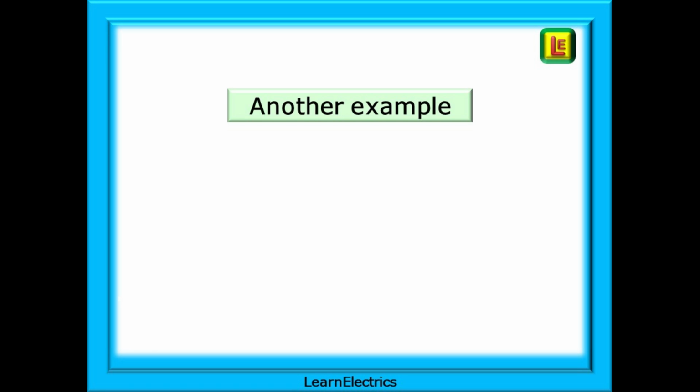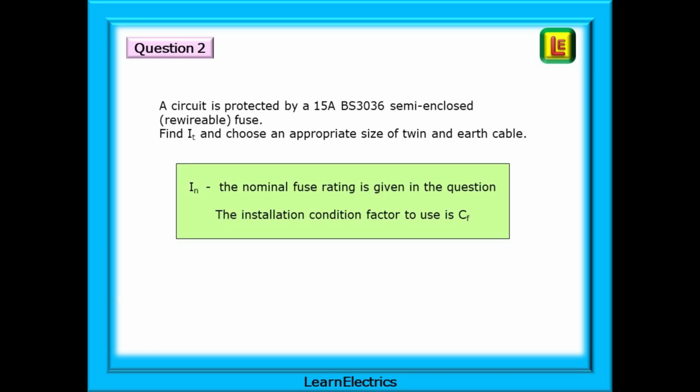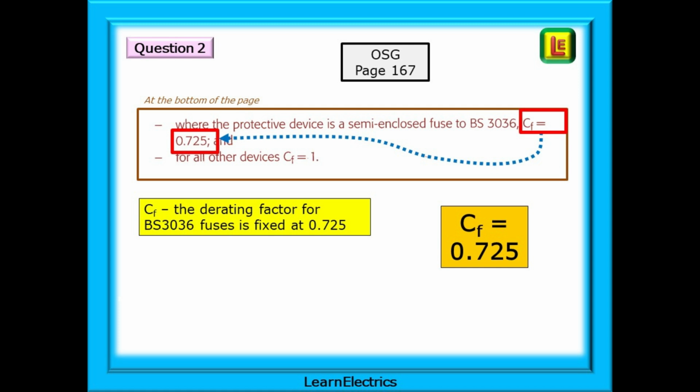Another example then. This time we are told that a circuit is protected by a 15 amp BS3036 semi-enclosed or rewirable fuse. We must find IT and choose an appropriate size of twin and earth cable. As before, IN, the nominal fuse rating, is given in the question, and the installation condition factor to use is CF for fuses. The information and derating factor for CF is found on page 167 of the on-site guide. At the bottom of the page, the last 2 sentences tell us that CF, the derating factor for BS3036 fuses, is fixed at 0.725.